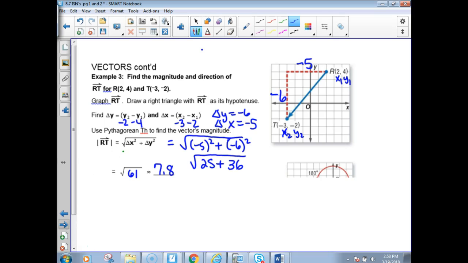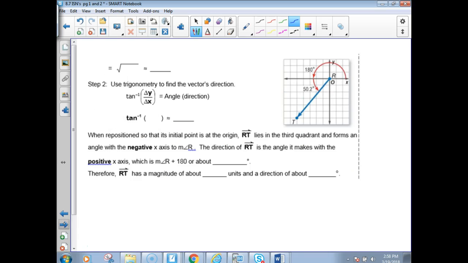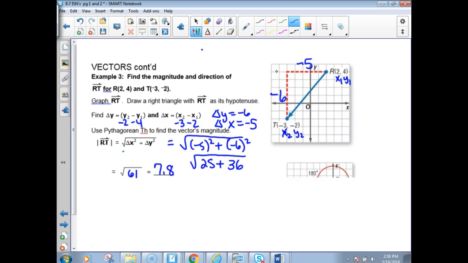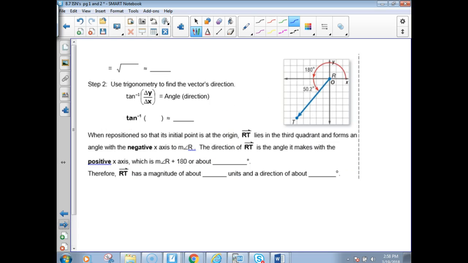Next we're going to find the direction. What they did was they took the negative 5, negative 6, and they plotted that. This is, again, left 1, 2, 3, 4, 5, and down 6. Let me show you what they did. They repositioned the vector starting at the origin. It's still the same length. And this was the negative 5 and the negative 6. And this was the 7.8 units you guys got.